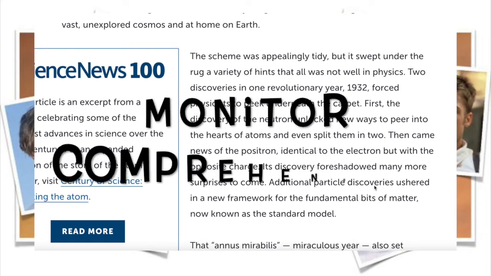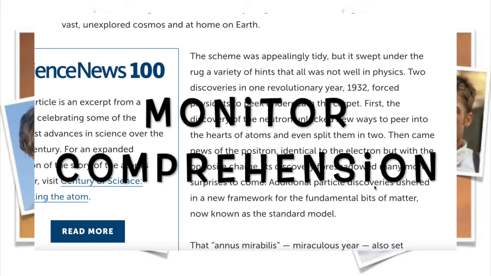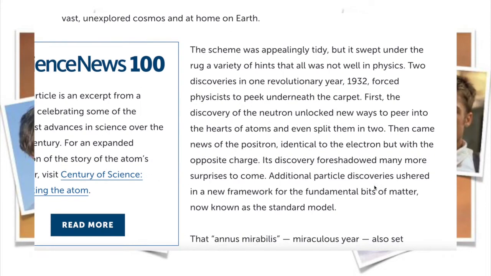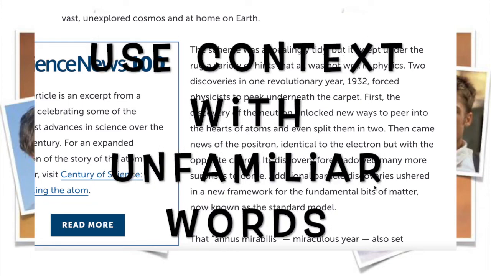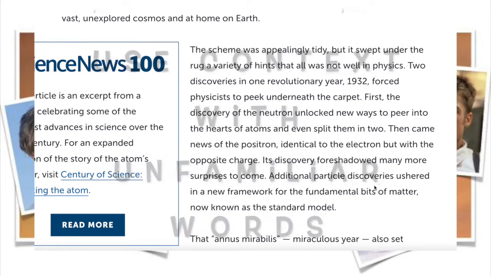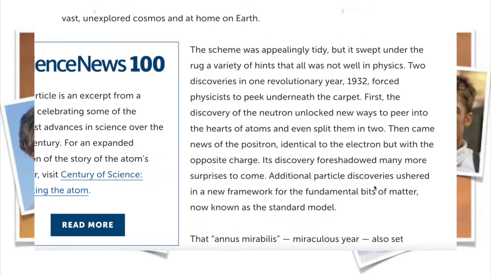Wow, I've never heard of a positron. Wonder what it could be. Let's read on. Identical to the electron, but with the opposite charge. Okay, so I guess a positron is an electron with a positive charge. That makes sense. Its discovery foreshadowed many more surprises to come.